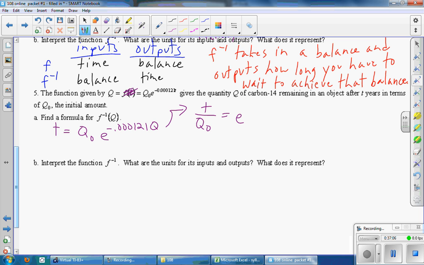Still e to the. And now we can take logs. Would you use the common log or the natural log? It is much more natural to use the natural log here because there's e. So we just go ln of t over q naught. And then we know that ln and e cancel, and so we just get that exponent. And then the last step here is to divide both sides by the minus 0.0000121.